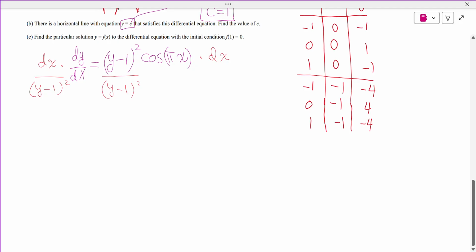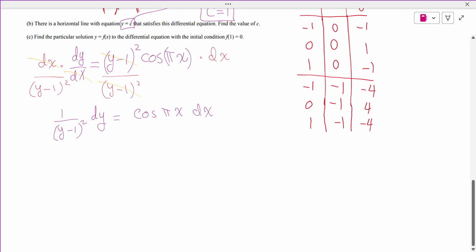We can cancel y minus 1 all squared, and we can also cancel dx with dx. Notice that all the y's are on the left hand side and all the x's on the right hand side. Now we have 1 over (y minus 1) all squared dy, and here we have cos of pi x dx.